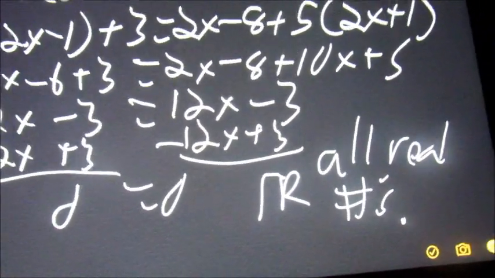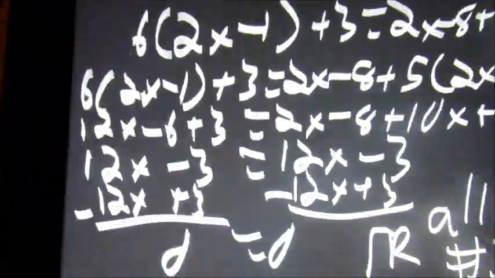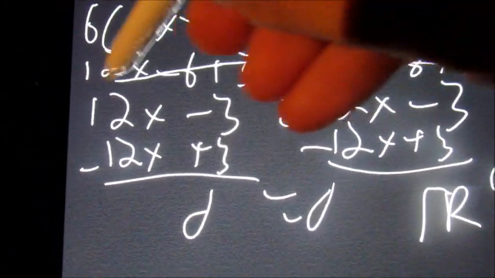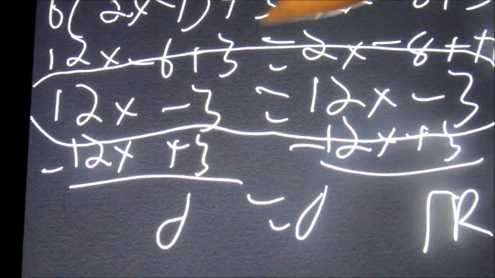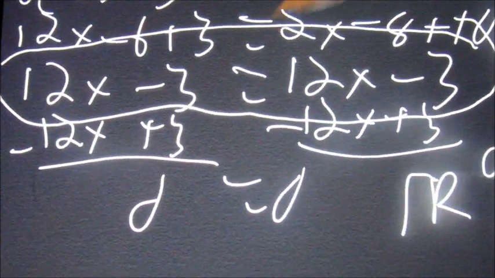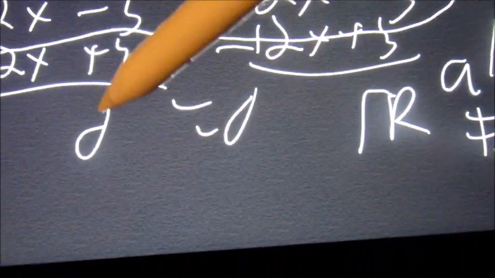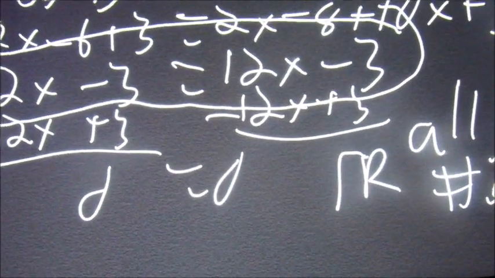Any number that you put in here into the beginning will work. Now, when you're doing problems like this, if you get to this point where you have the exact same thing on both sides of the equal sign, here we have 12x minus 3 equals 12x minus 3, you don't have to keep going to get 0 equals 0 to get all real numbers.